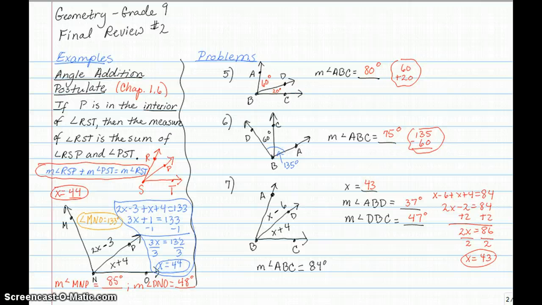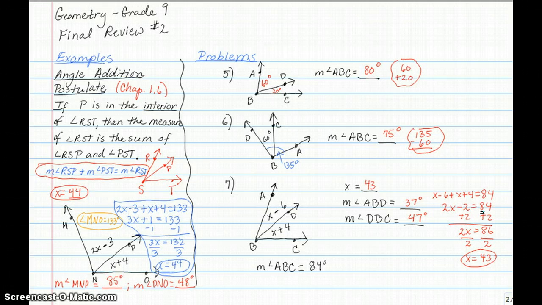Number 7, not particularly difficult, but again, not a mental math problem because there's an algebra component. ABD is x minus 6 and DBC is x plus 4. You put those two angles together to get ABC, and we know that ABC is 84 degrees, so x minus 6 plus x plus 4 will equal 84 degrees. You combine like terms: x and x is 2x, and negative 6 and 4 is negative 2, and that equals 84.